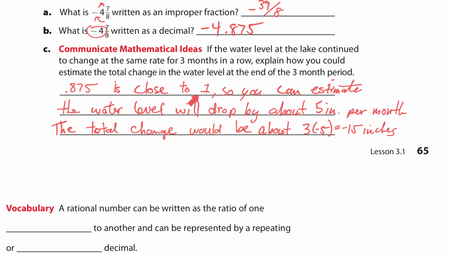0.875 is close to 1. You know, that part is kind of close to 1. So you can estimate the water level will drop by about 5 inches per month. So the total change would be about 3 times negative 5, which is negative 15 inches. All right, let's see what else we got here.